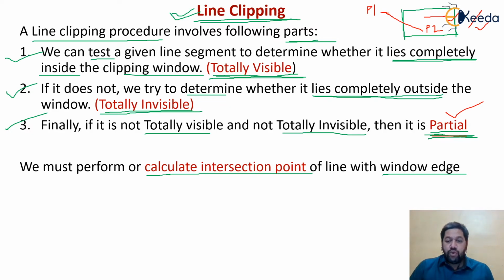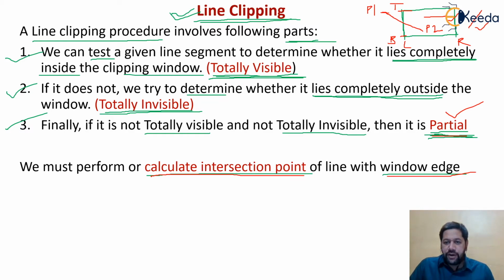So if the line is partial, we must calculate the intersection point of the line with the window edge. This is my line, and it intersects the window edge. Now I can easily show you the edges: this is my left edge of the window, this is my right edge, this one is the bottom edge, and this is my top edge of the window. So this is my left edge of the window.